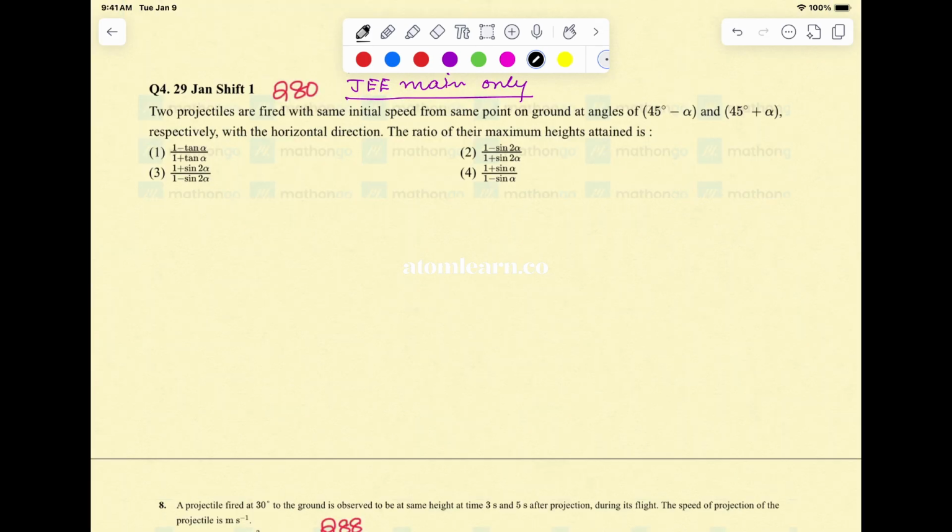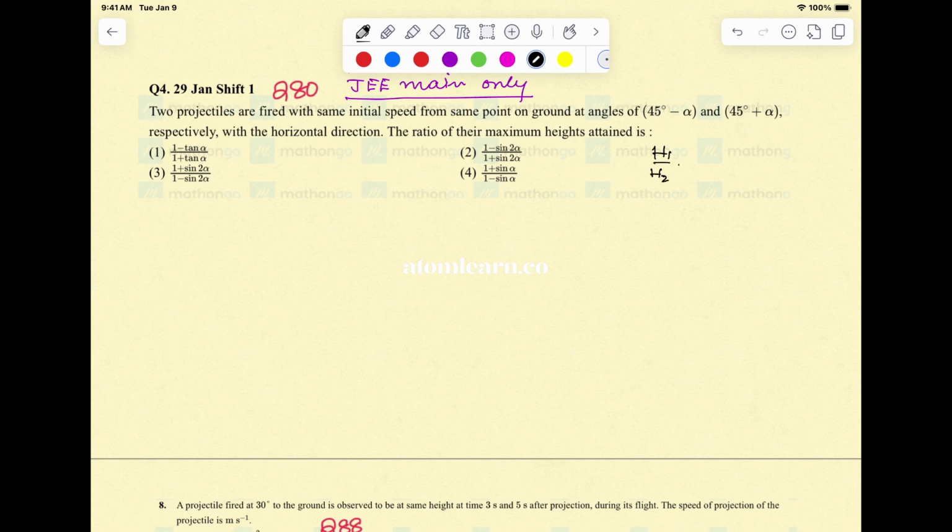Read the next question. Two projectiles are fired with the same initial speed from the same point on ground at angles 45 minus alpha and 45 plus alpha respectively with the horizontal direction. So this says 45 minus alpha, 45 plus alpha, which is a well-known concept, that the range will be the same because u also is the same. And then they are asking what is the ratio of the maximum heights attained. That is h1 by h2.